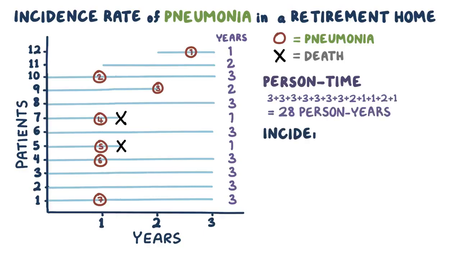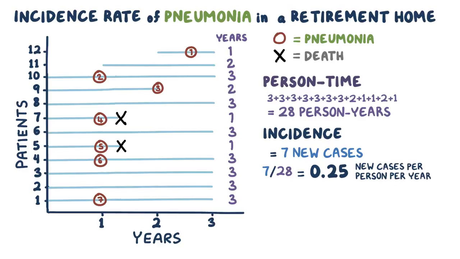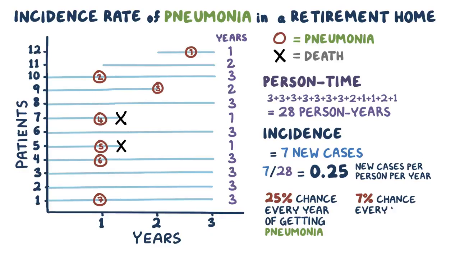If we look at the incidence, there are a total of 7 new cases during this time period. So 7 new cases of pneumonia over 28 person years observed is 7 divided by 28, which is 0.25 new cases per person year, meaning that in this retirement home, there's a 25% chance every year of getting pneumonia. And since there were 2 deaths, there's a 2 divided by 28 or 7% chance every year of dying in this retirement home.